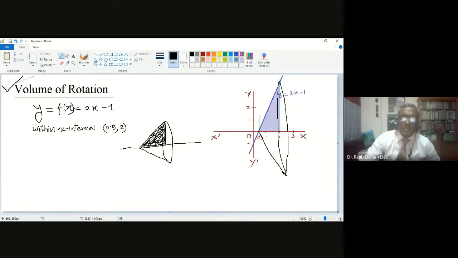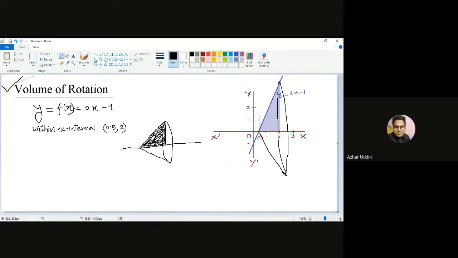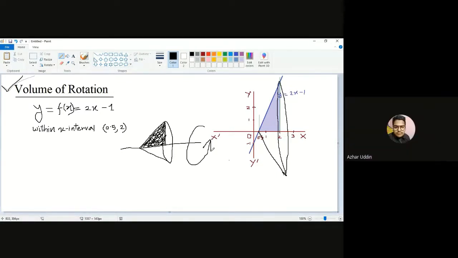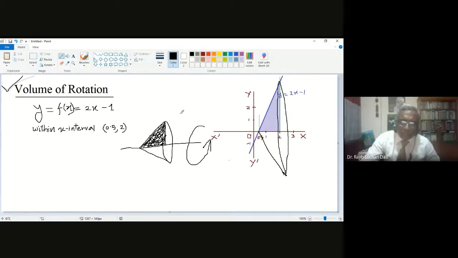Can you imagine what I'm saying? Yes, sir, the cone is the rotation. Rotation means it will be rotated like this. Yes, sir. It will be going like this, a 360-degree rotation. Which one? The triangular part. The triangular part will be rotated, taking this line as the center. That is the x-axis line.